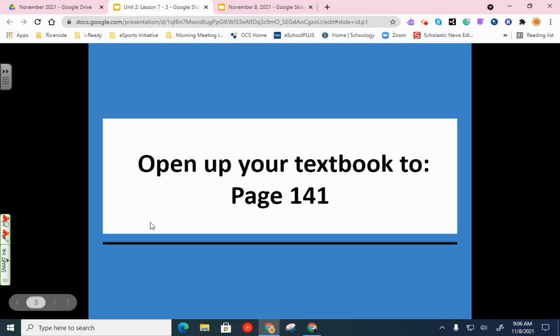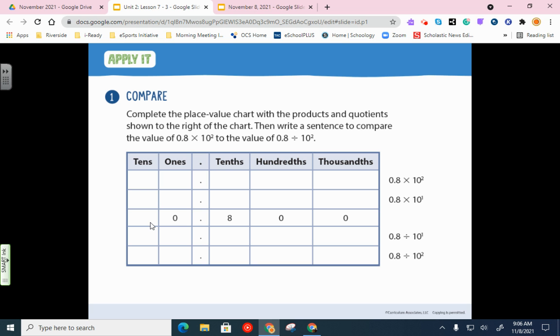All right, these notes start on page 141. And again, with these videos, if you are learning this from home or after a lesson, what you can do is basically pause it or rewind it if you miss any part of it. So you've got the power to do that. All right, so on 141, it says complete the place value chart with the products and quotients shown to the right of the chart.